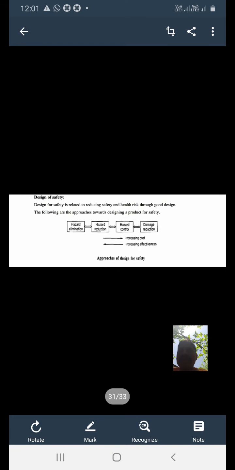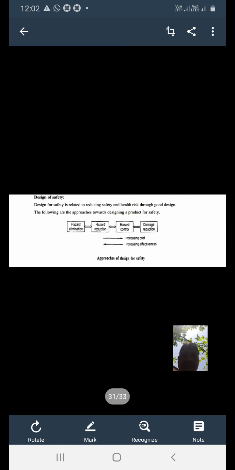Okay. Next is design for safety. Design for safety is related to reducing safety and health risk. This is important through the good design of the object. There are four design approaches for the factor of safety: hazard elimination, hazard reduction, hazard control, and again damage reduction.